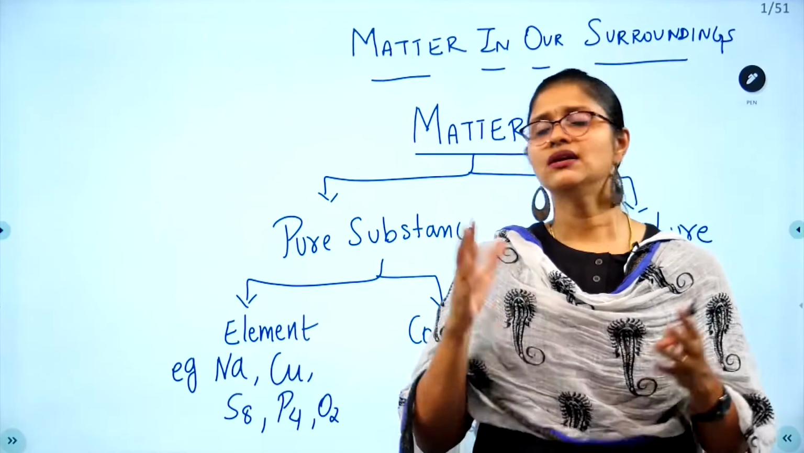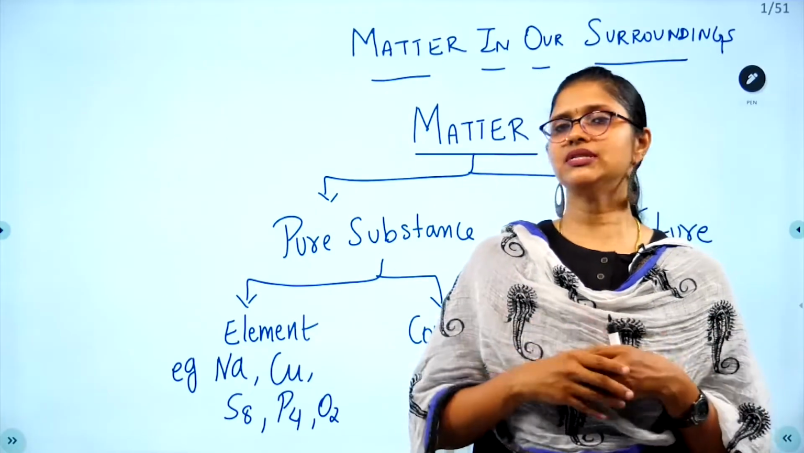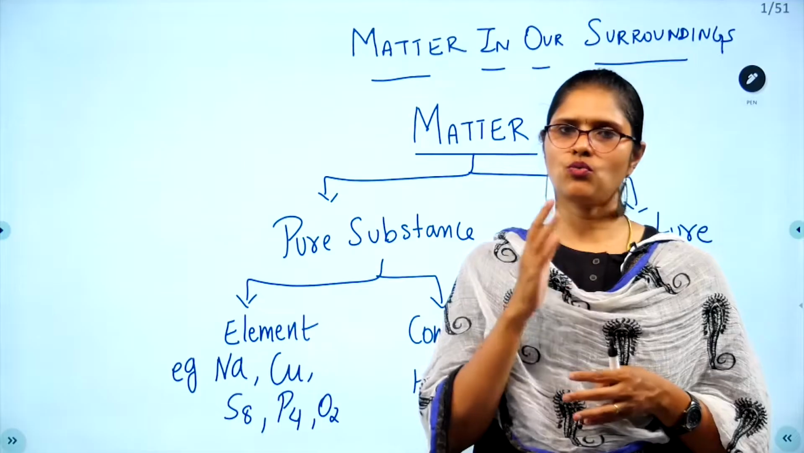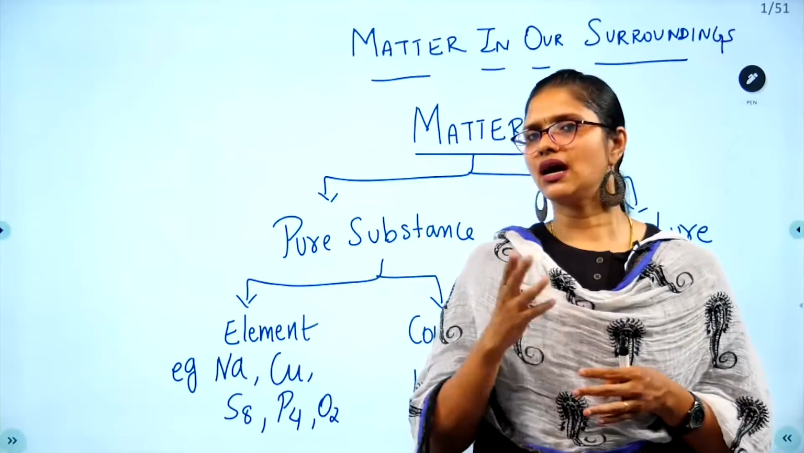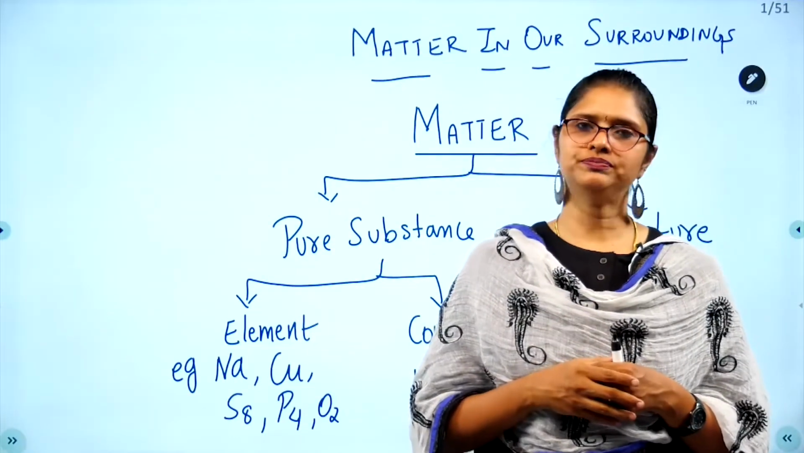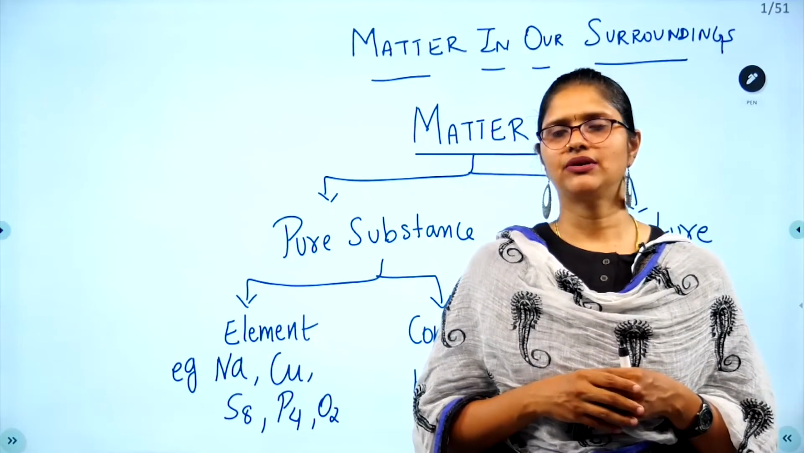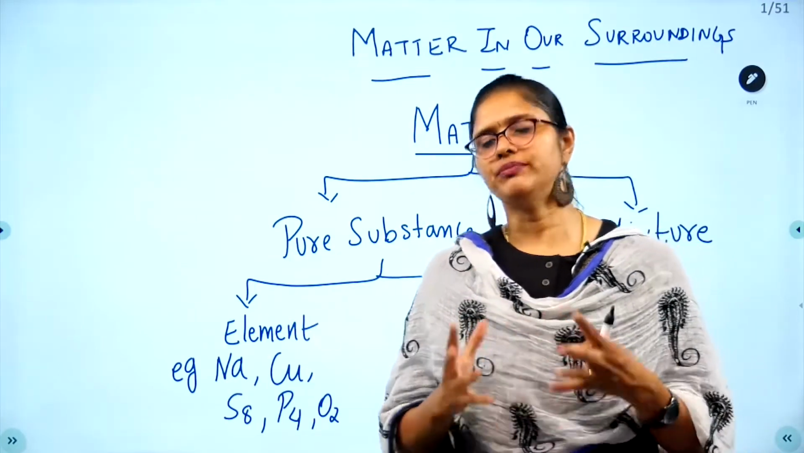And similarly, what is a compound? A compound is made up of more than one type of atom, but in a fixed proportion. So, water H2O, carbon dioxide CO2 and H2SO4, which is nothing but sulfuric acid. Right? Now, let us go to mixture.